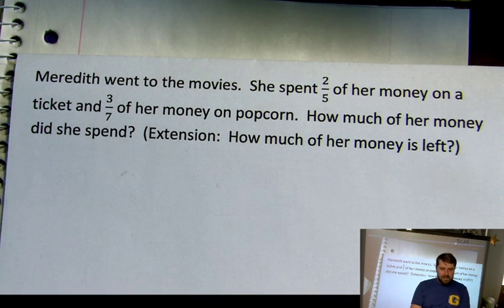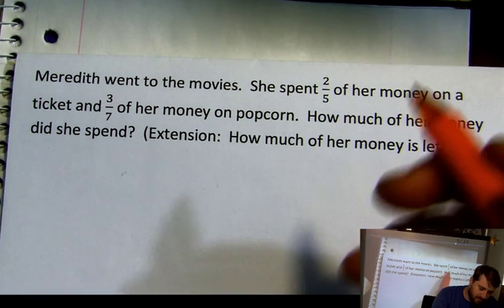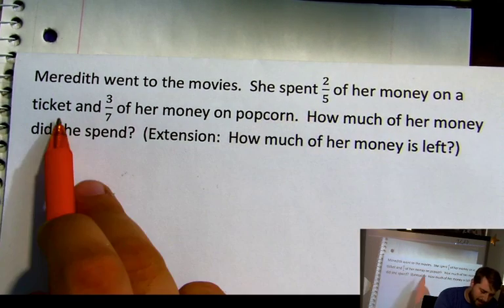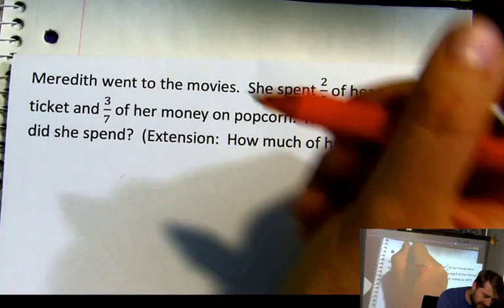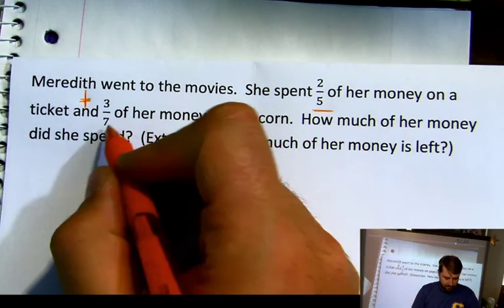So I'll read it aloud, and then I'll get you started and let you work on this on your own. So Meredith went to the movies. She spent 2/5 of her money on a ticket and 3/7 of her money on popcorn. How much of her money did she spend? And once you solve that, figure out how much of her money is left. So if she spent money on a ticket and on popcorn, here we are going to need to add. So you're going to need to add 2/5 and 3/7.